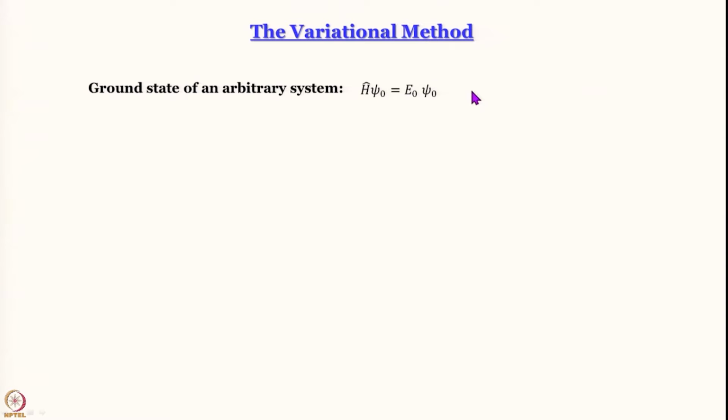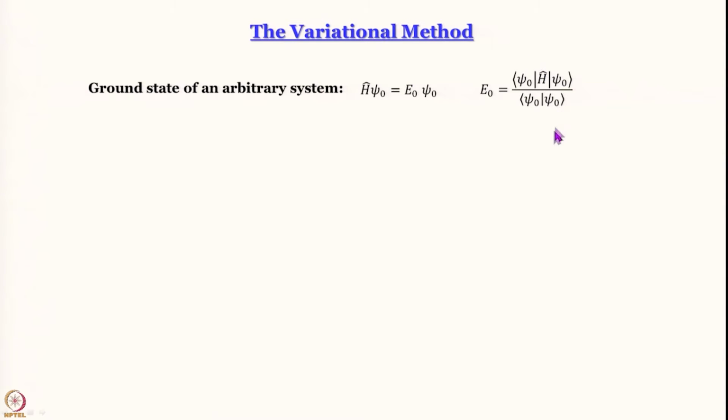So, what is the meaning of arbitrary system? The meaning of arbitrary system is that we do not know what the form of this wave function is. We have no idea. So, how do we go about handling such a system? How do we try to find out the energies of such an arbitrary system? That is what variational method allows us to do.